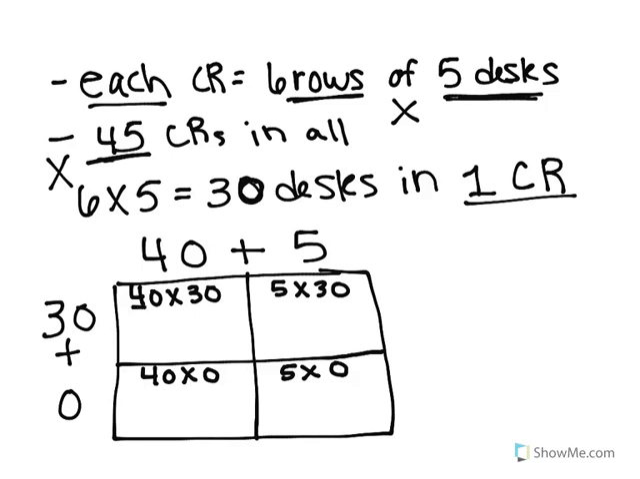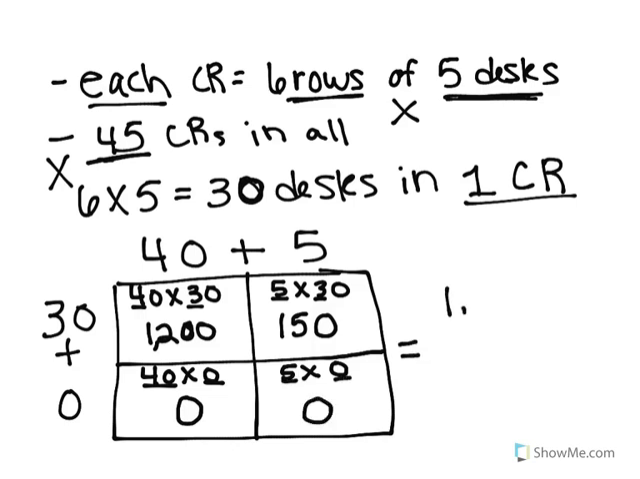So let's start with the first one. 4 times 3 is 12. Add my 2 zeros. The second box, 5 times 3 is 15, add my 0. And the bottom 2 boxes are really easy because they're both being multiplied by 0, which means 40 times 0 is 0 and 5 times 0 is 0.